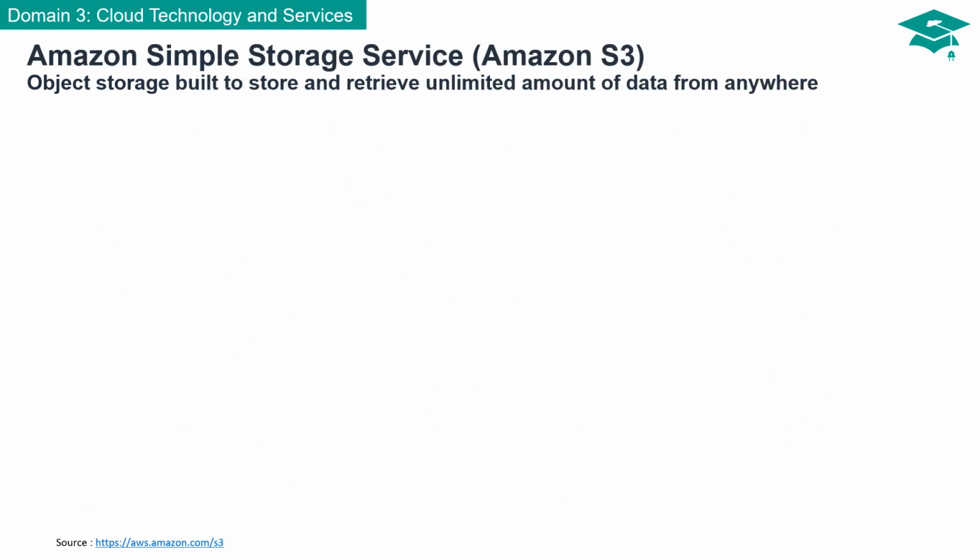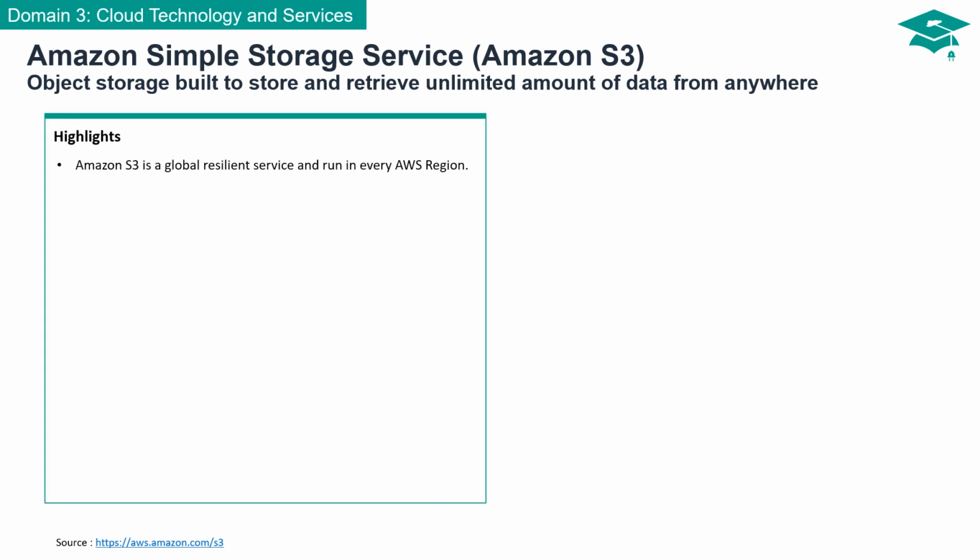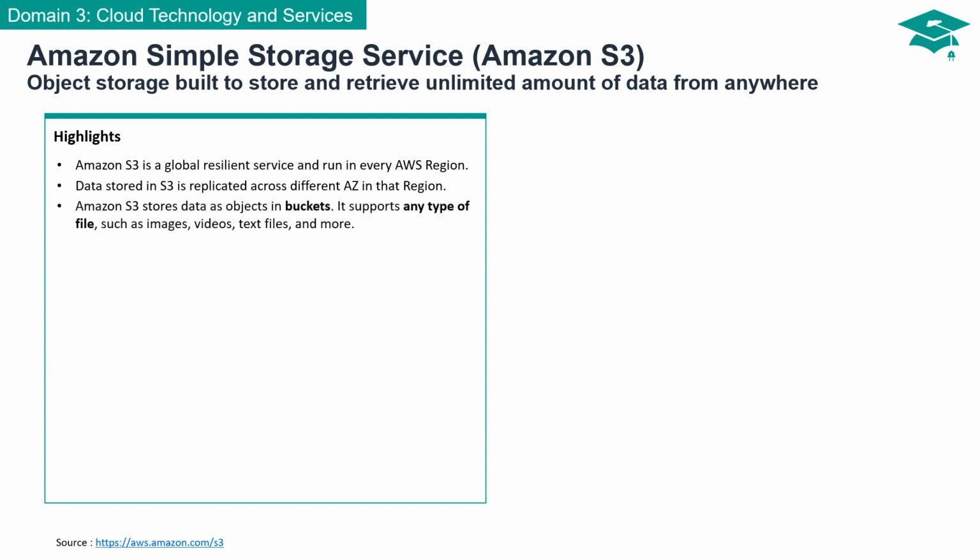Amazon Simple Storage Service, better known as Amazon S3, is object storage built to store and retrieve an unlimited amount of data from anywhere. Let's explore what makes Amazon S3 the go-to choice for data storage in the cloud. Amazon S3 is a global resilient service and it runs in every AWS region. The data stored in S3 is replicated across different availability zones in that region. Amazon S3 is all about storing and retrieving data as objects within buckets. These buckets are like virtual containers, ready to hold any type of file you can think of, whether it's images, videos, text files, or more.